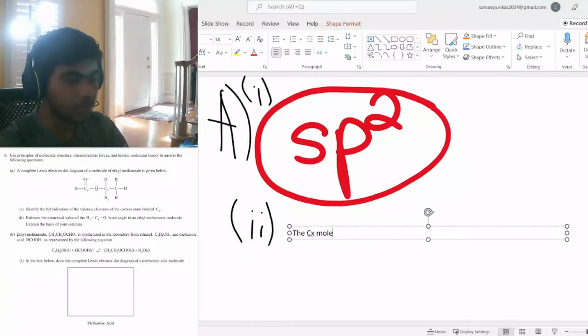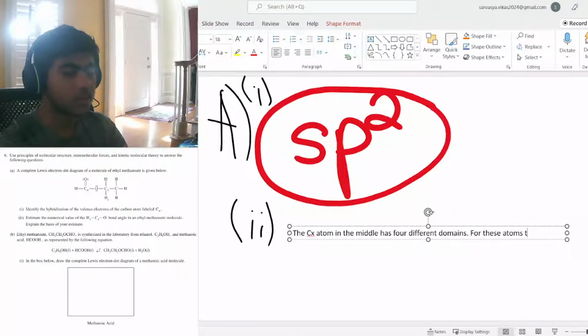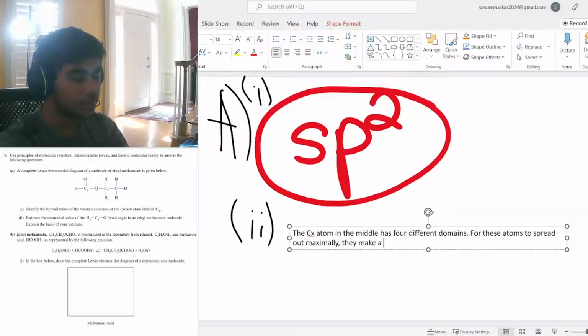CX atom in the middle has 4 different domains. It has the O single bond, it has the HY, it has the H, and then it has the other C. So it has 4 domains. So for these atoms to spread out maximally, they make an angle measure of 109.5 degrees.